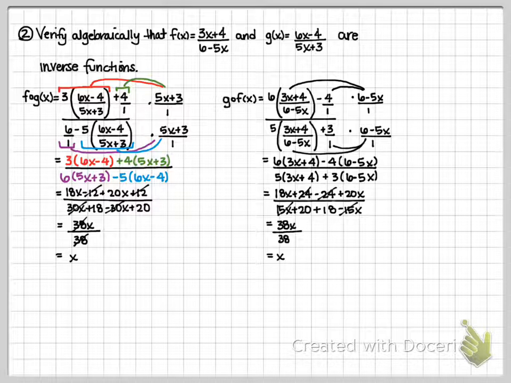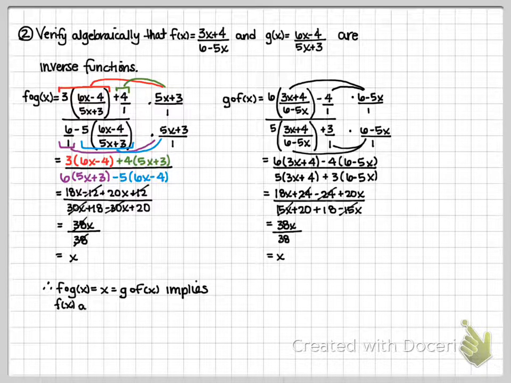So I can say f of g of x equals g of f of x. Just saying that both of those, g of f and f of g, equal the same thing. This implies f of x and g of x are inverse functions. Okay. So a little bit of practice with f of g and g of f and doing inverses.